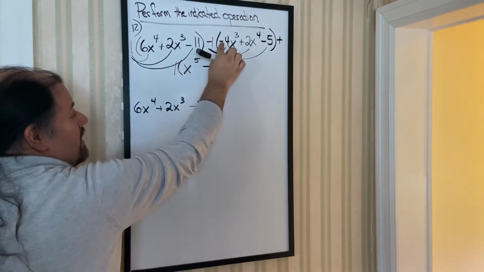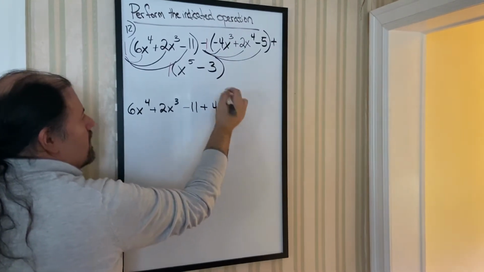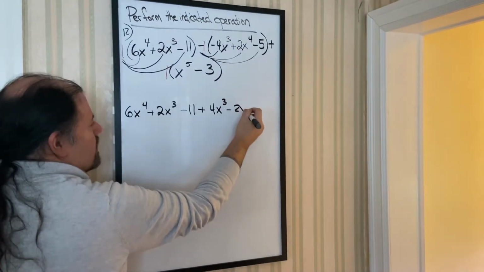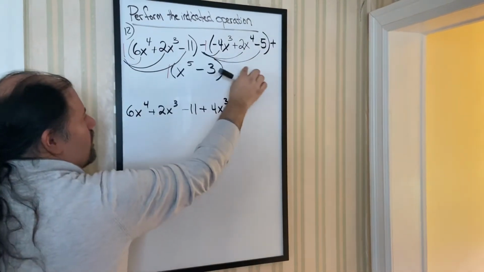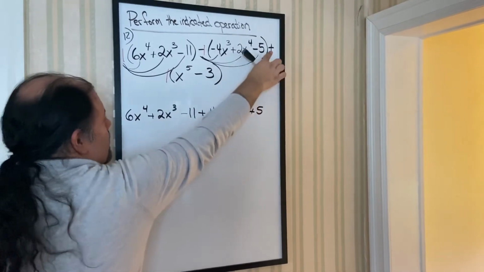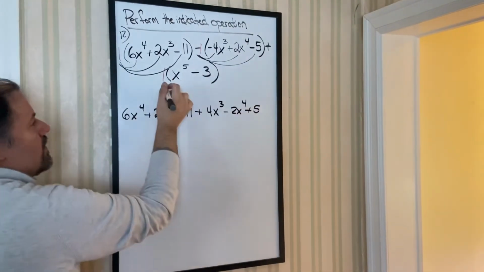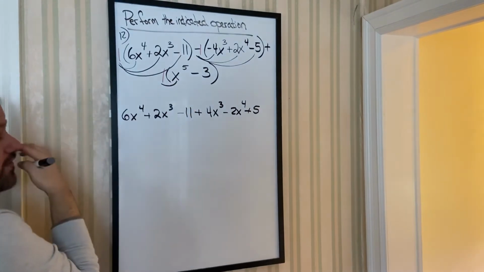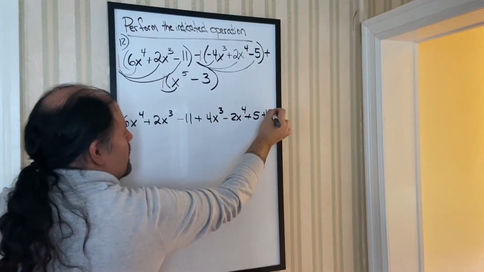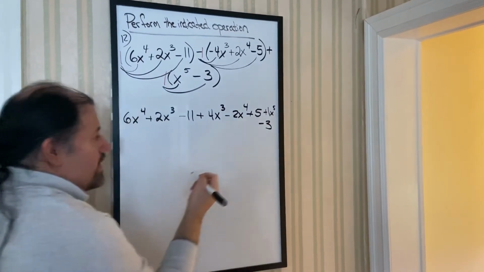Because negative times negative, that becomes a positive 4x cubed. Here, negative 1 times positive will make it a negative 2x to the 4th. Negative 1 times negative 5 will become a positive 5. And then this one, remember, this is a positive 1 that we're distributing. So if we distribute this, 1 times x to the 5th would be a positive 1x to the 5th. And 1 times negative 3, we'll squeeze it down here, negative 3.